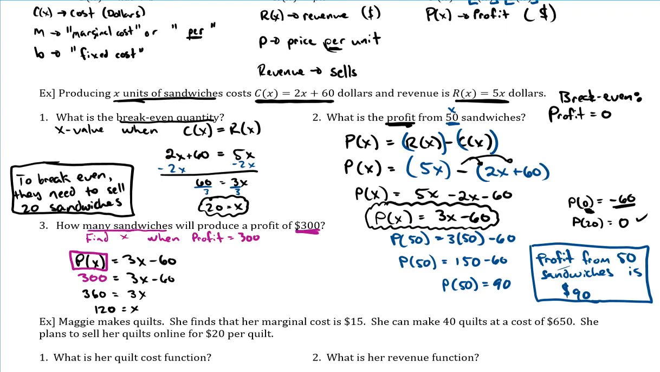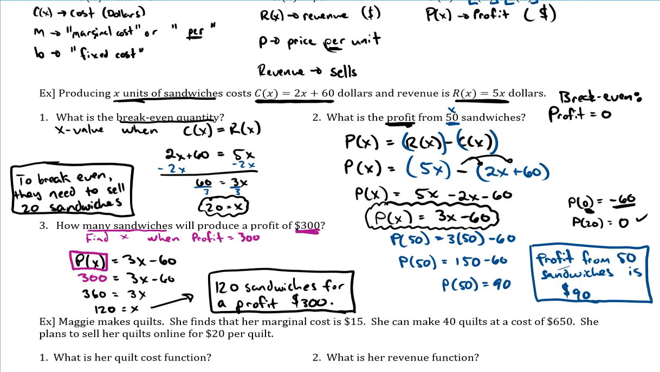Okay, so it looks like they need to make and then sell 120 sandwiches for a profit of $300. Okay, so that's it. There we go. That's how we can find these different cases. So notice we're just making sure we're plugging the right numbers into the right letters.